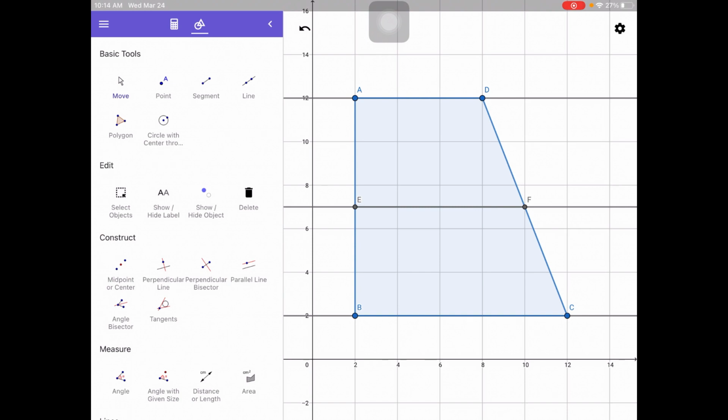Kunin po muna natin yung length ng ating bases, which is AD and BC. The segment AD and the segment BC. Now, kung papansin po natin yun, BC is 10 and the segment AD is 6. Dapat daw pag pinag-add ko yan and then times sa 1/2, ang magiging sagot is yung EF. Subukan po natin i-add. 10 plus 6 is 16. 16 times 1/2 is 8. Dapat po, ang magiging length ng EF ko is 8.